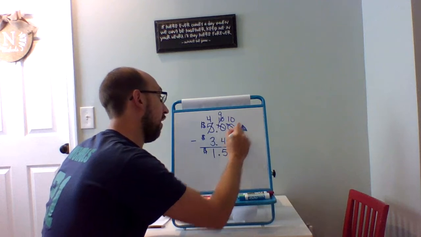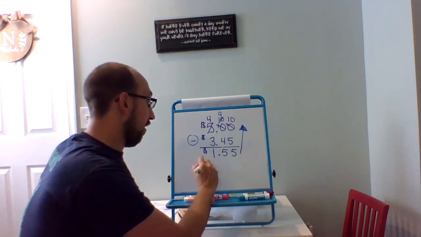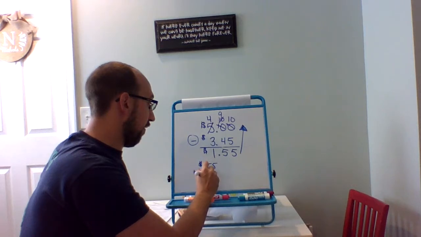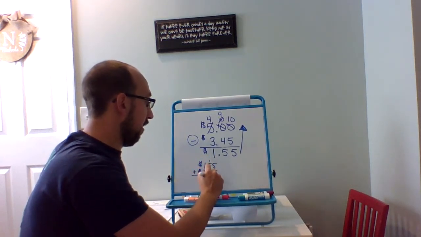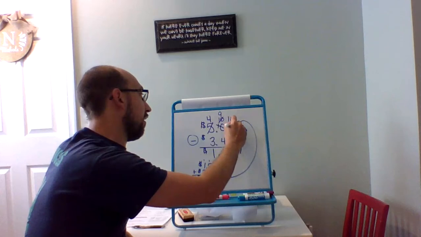Now if you want to check yourself to make sure you did it correctly, I can go the other way, and instead of subtracting, I can now add. So I can do $1.55 plus $3.45. And if I do it right, it will equal the same thing as the top.